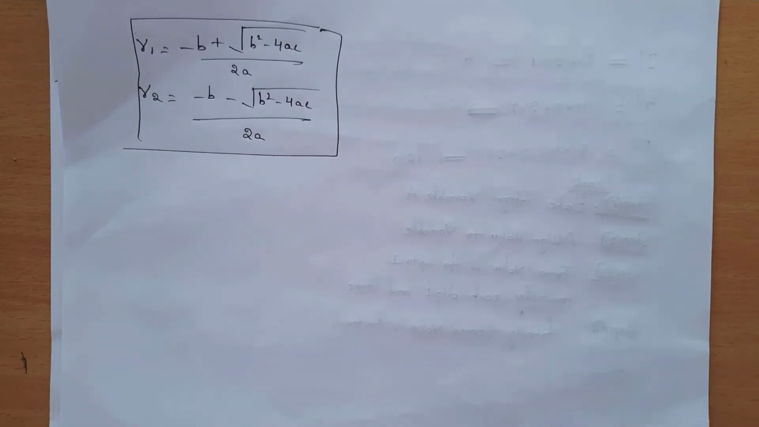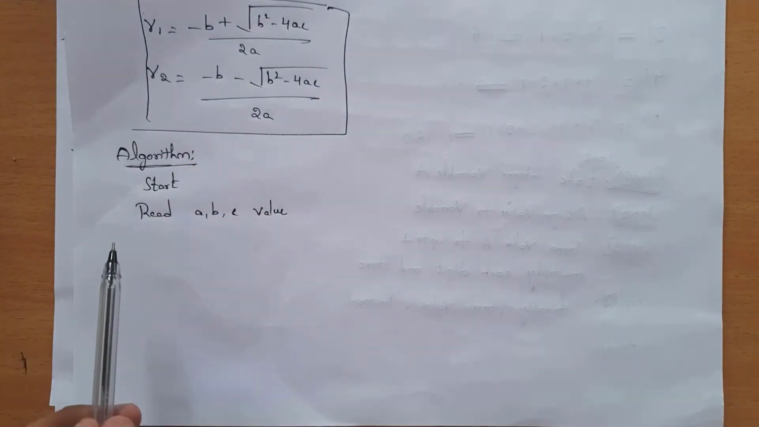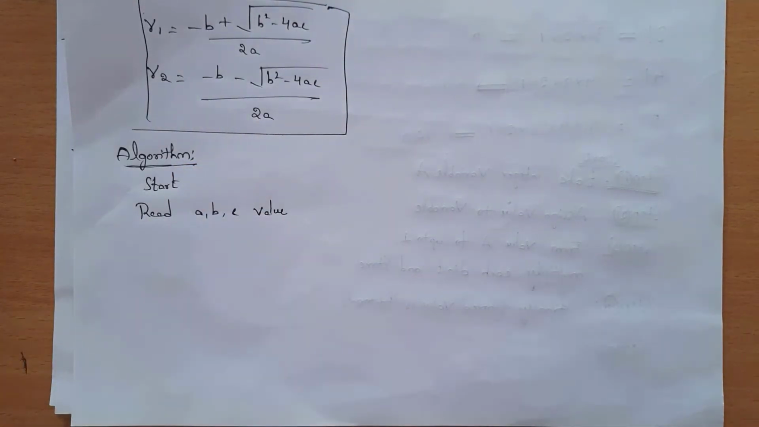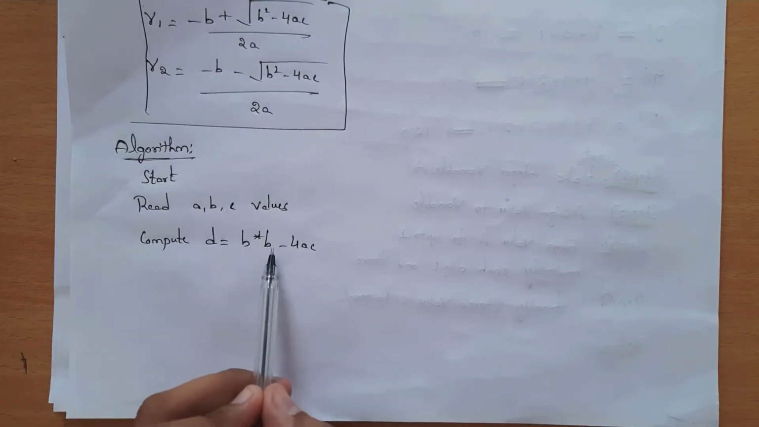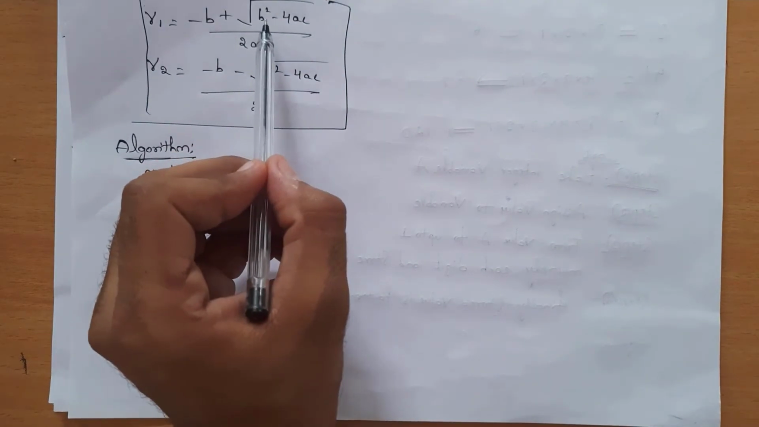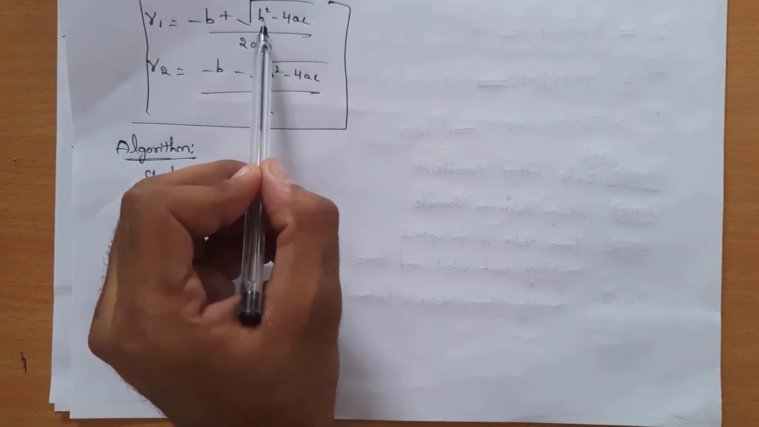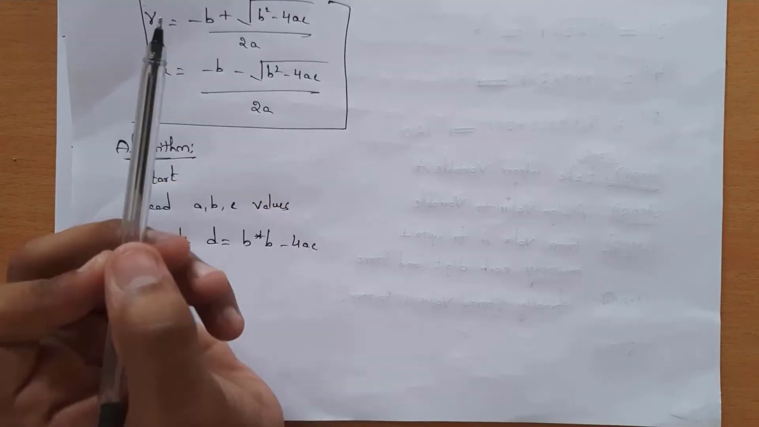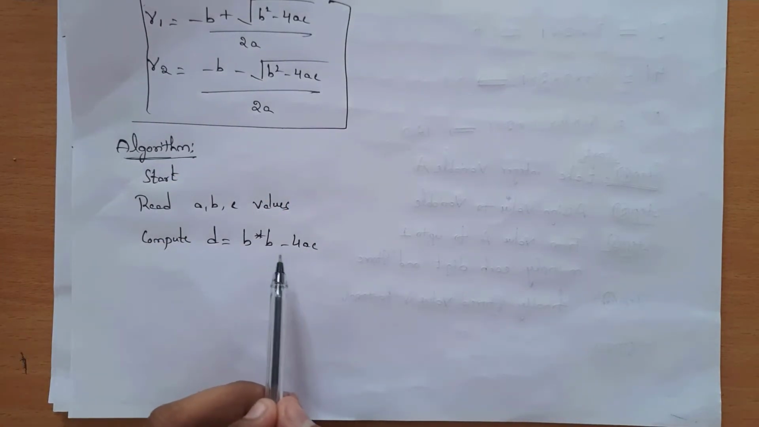Now I will write algorithm for this. As we know, step 1 is start. This formula contains a, b, c. So I am reading a, b, c values. After that, step 3 is compute d equal to b into b minus 4ac, because this is formula under root of b square minus 4ac. I am storing this b square minus 4ac in one variable, that is d. So here I wrote compute d equal to b into b minus 4ac.